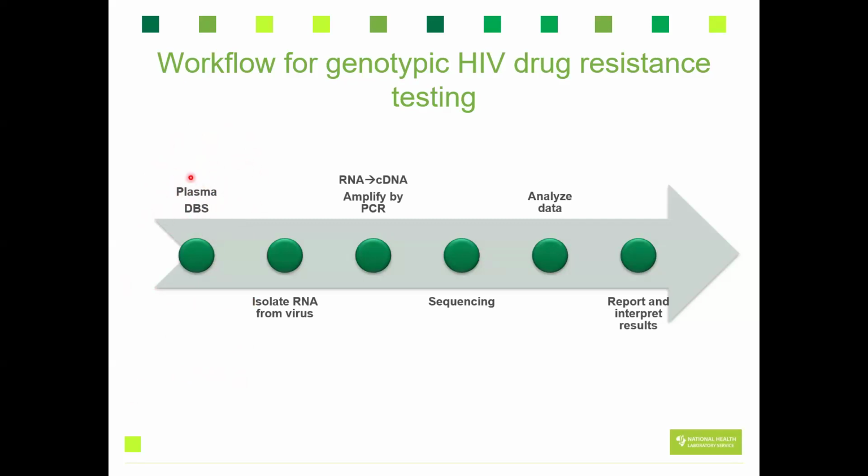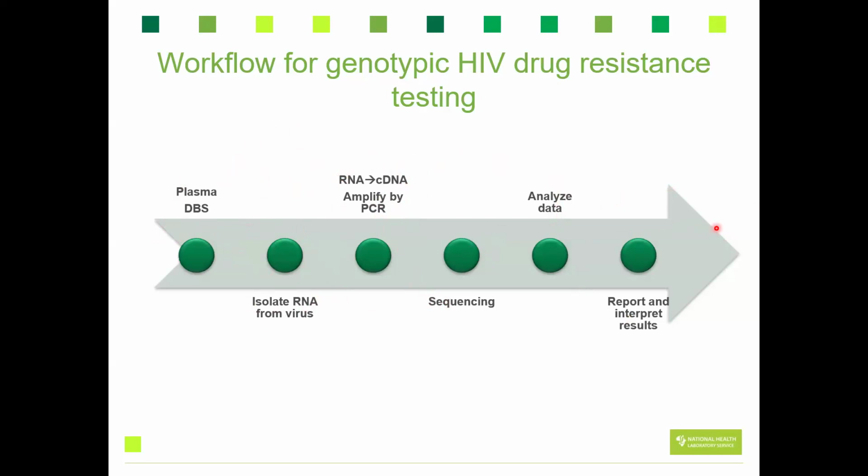You have to, however, take into account that what we call the lower limit of detection is a lot higher for DBS than for plasma. So plasma remains the preferred sample to start off from. Then we isolate the viral RNA. We then do PCR. After the PCR is done, we have to sequence and we analyze the data and we generate a report. This whole process from start to finish, if nothing goes wrong, takes at least 4 days, which is why you sometimes need to wait a bit longer for your resistance result.